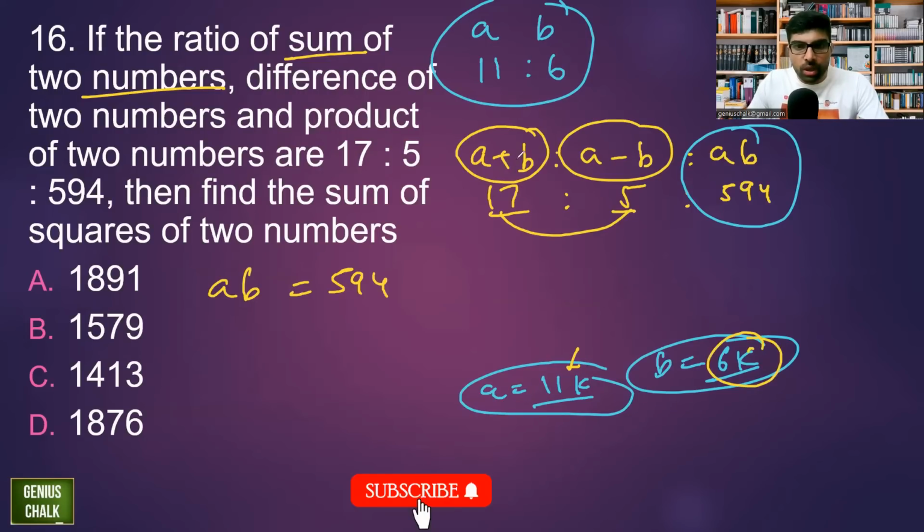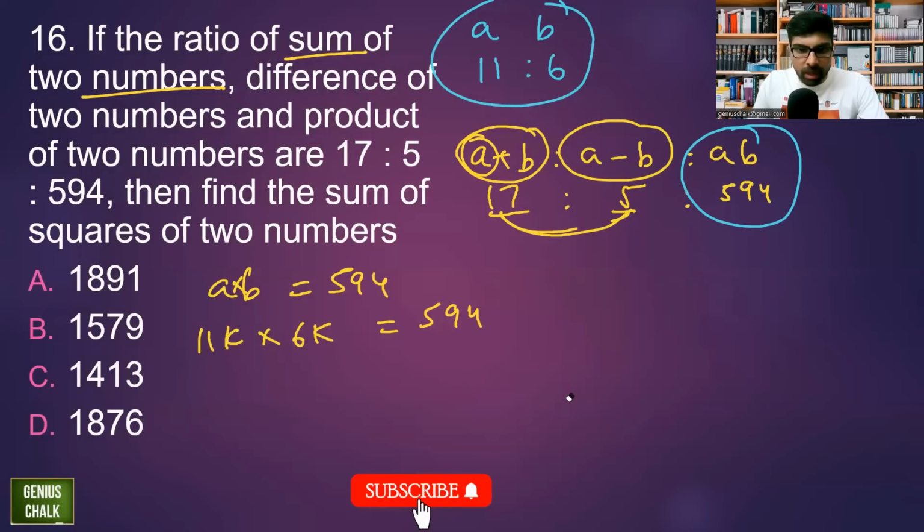But just to show you, I have solved by equation. Rest you can just add and divide by 2 to get the value of A, and subtract and divide by 2 to get the value of B. So this is what we are getting. Now when we multiply it, A will be 11k and B will be 6k, guys. So it is 594, right?